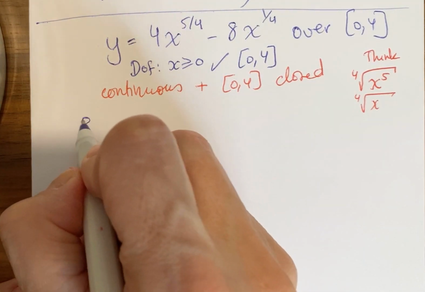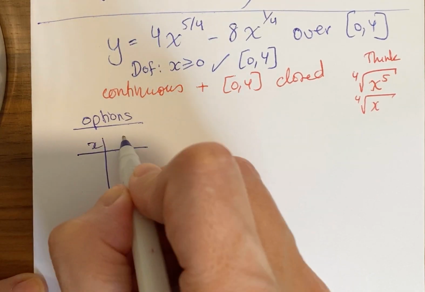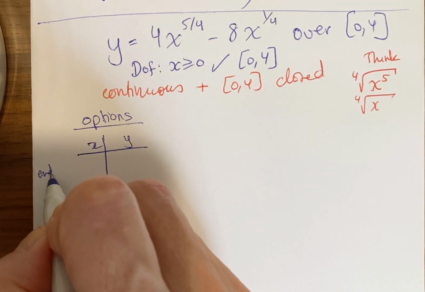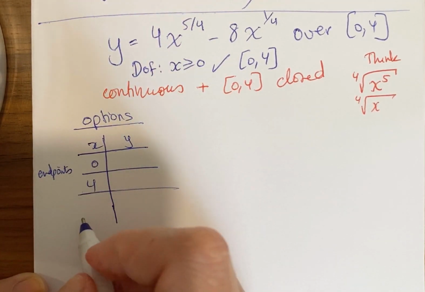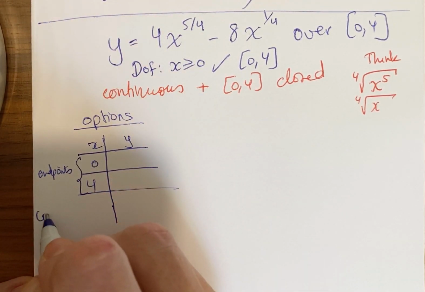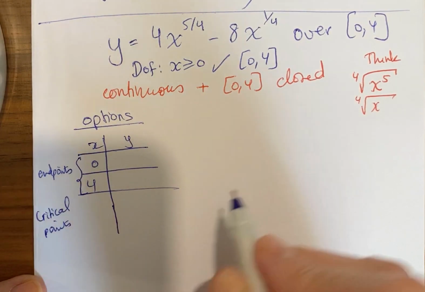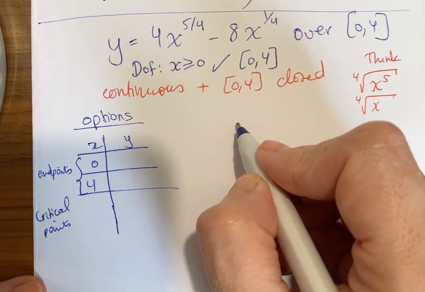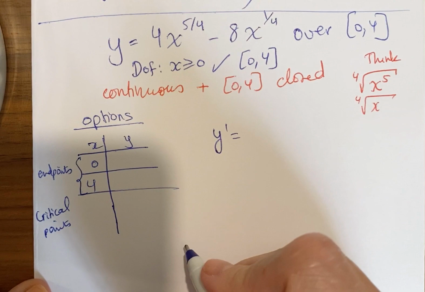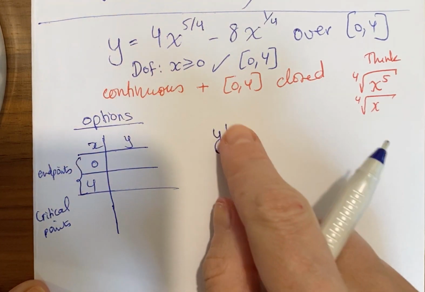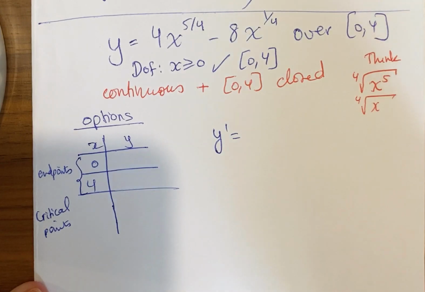Where do I look for those absolute max and absolute min? I look at endpoints, which are 0 and 4. Second, I need critical points. Critical points, what does that mean? Critical points depend on the derivative. So the first step is find the derivative and simplify it, because then what do we do after finding the derivative? We need to find zeros and undefined values.